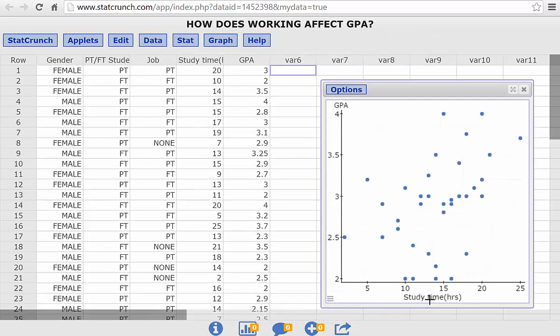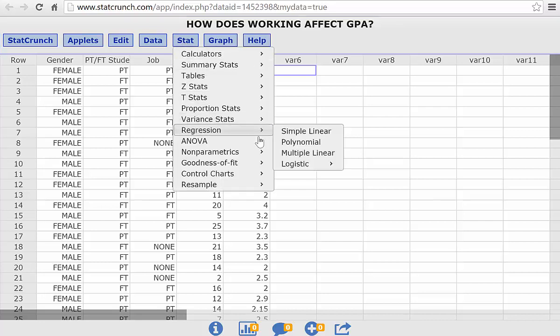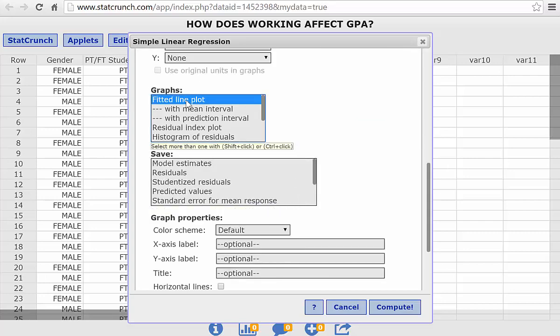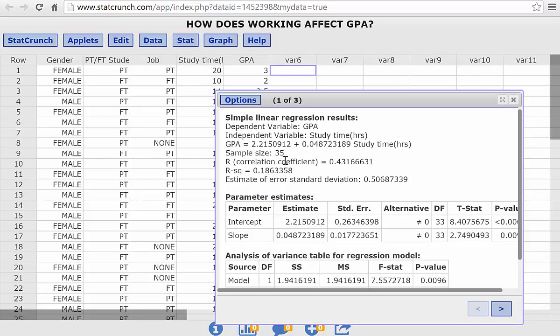Click Compute. And we look at this scatter plot and we see that maybe we have some sort of a linear relationship here. I don't know. It's pretty scattered. But let's check it out by looking at the fitted line graph and the residual plot. So we'll click Stat, Regression, Simple Linear, Study Time, GPA, and then let's come down here and click Plot the Fitted Line and Residuals versus X values. Click Compute, and we see our R coefficient is 0.432.